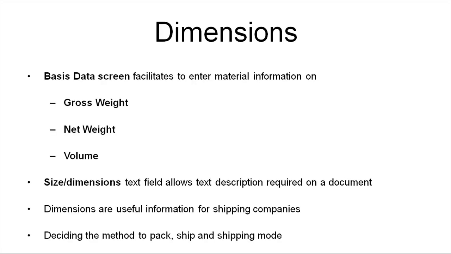The Basic data screen facilitates entering material information for dimensions such as gross weight, net weight and volume. The size dimensions text field allows a text description required on a document. Dimensions are useful information for shipping companies for deciding the method to pack, ship and the shipping mode.